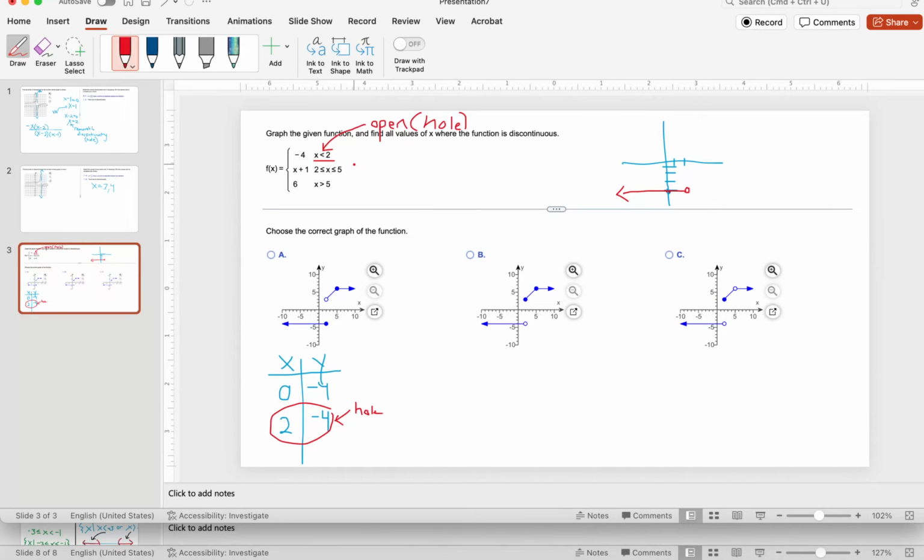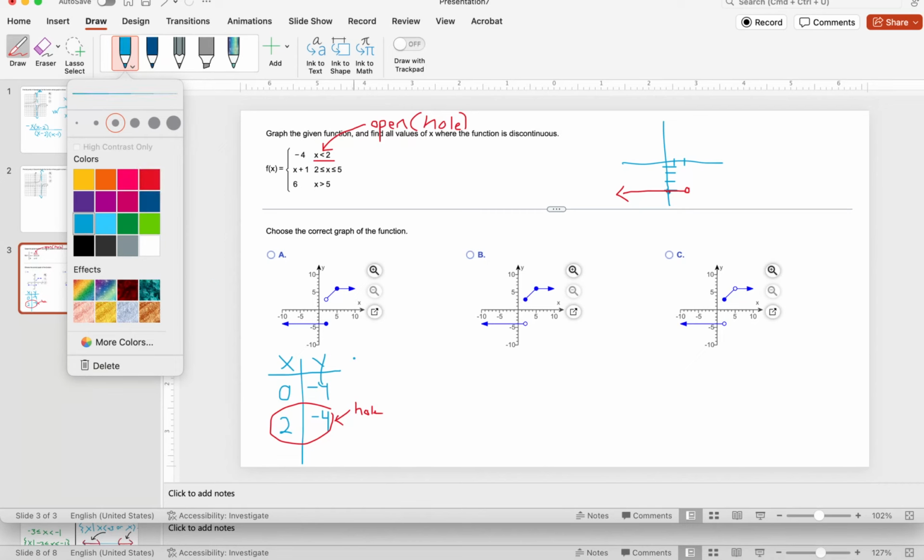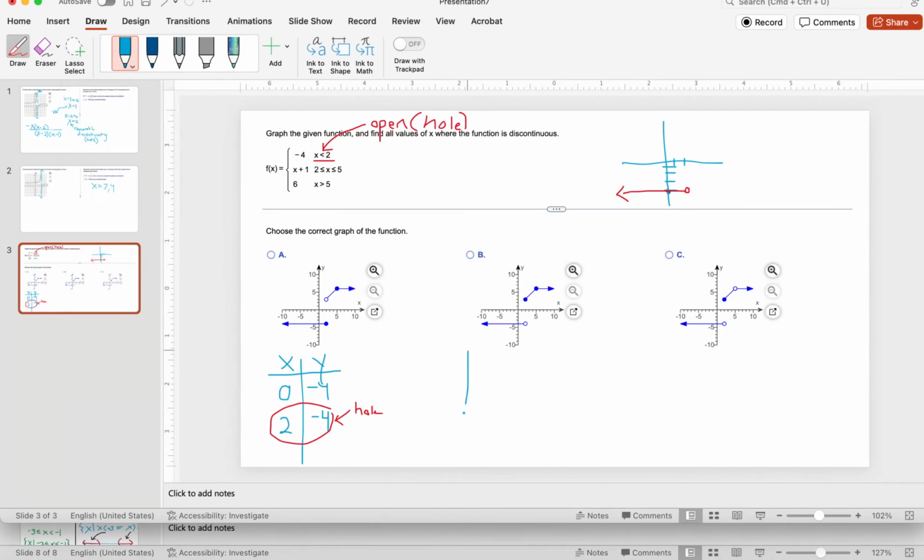How many pieces do I have? 3. So we're going to do the next one now, the one that's valid from 2 to 5.